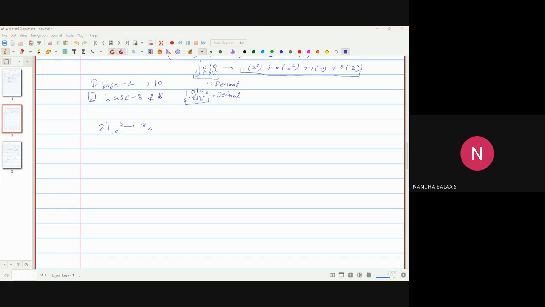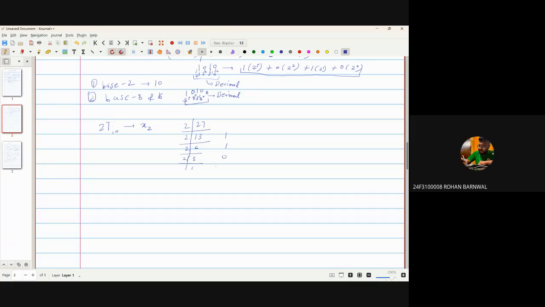Dividing by 2 and taking the remainder, in the opposite direction kind of. So here it is 27 divided by 2, it will be 13 with remainder 1. Then again dividing by 2, it's 6 with remainder 1. And then 3 with 0 remainder.